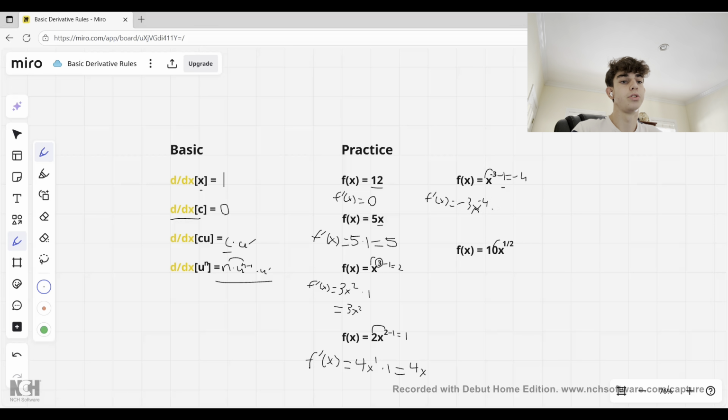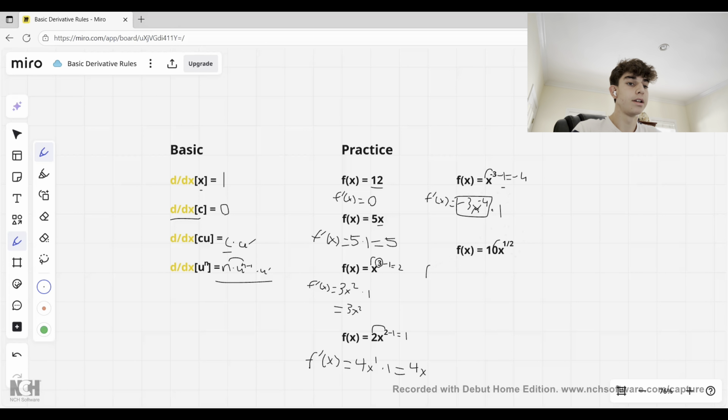And of course, you're multiplying by u prime, which is going to be 1. So you bring the exponent down, -3x, and you're subtracting that -3, your exponent, minus 1, so -4. So your final answer is going to be -3x to the power of -4 there. And of course, times the 1, which doesn't affect your equation.